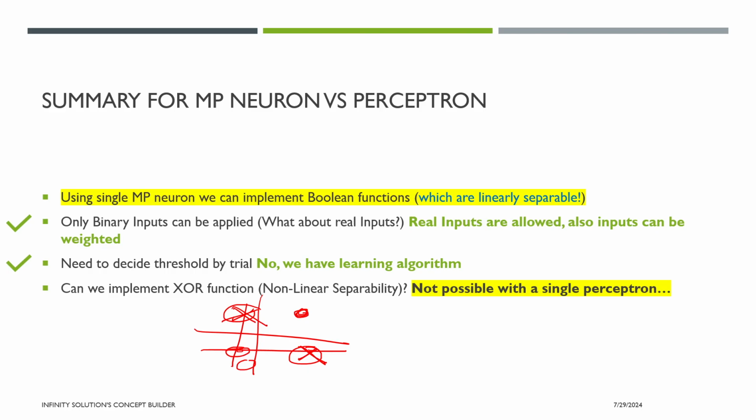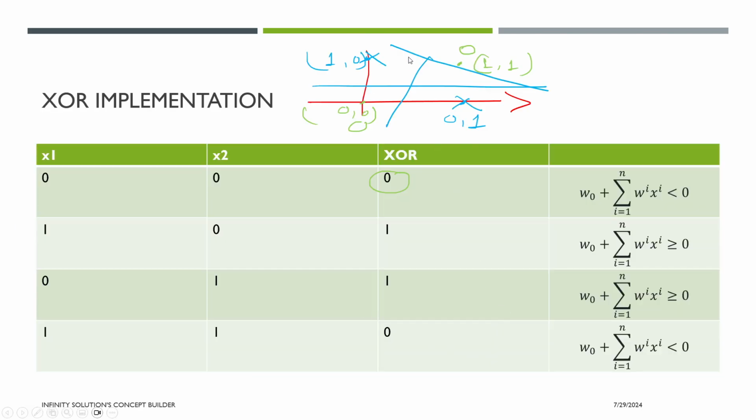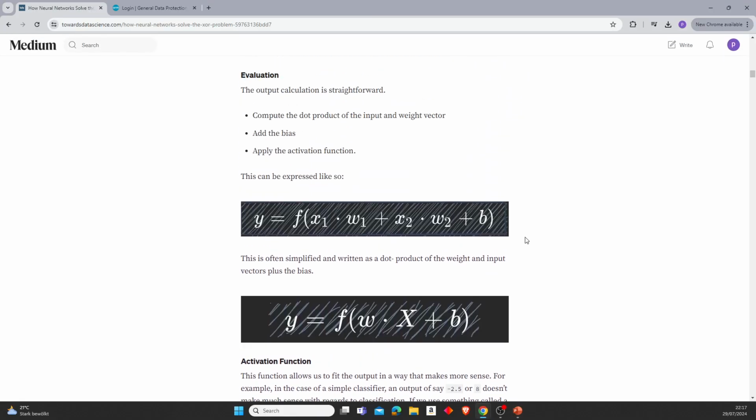But here is a catch: it's not possible with a single perceptron because there is no non-linearity involved yet in the perceptron. But if we have multiple perceptrons, it's possible. And how? Let's try to see that. So again, this is the same XOR problem which I just explained here. But now let me go to the original article where it explains everything.